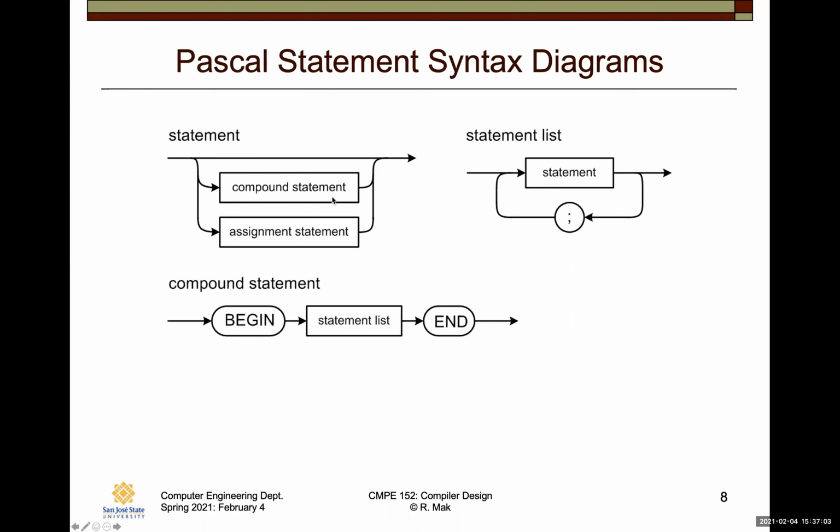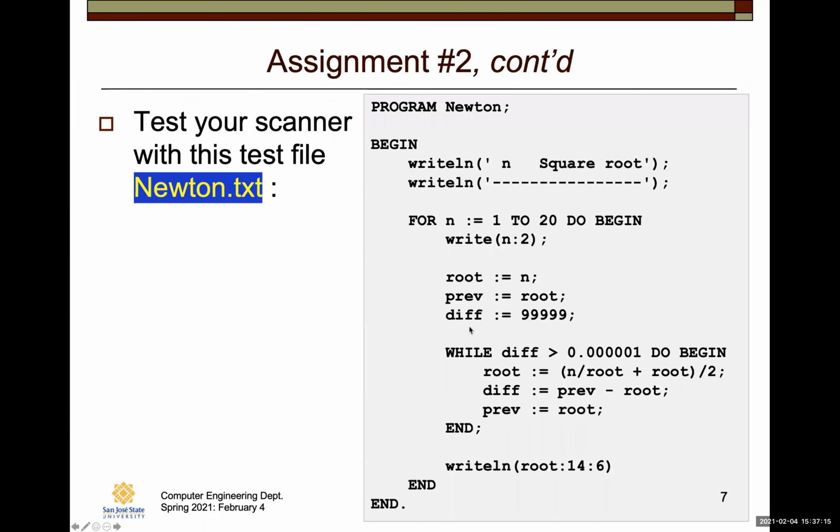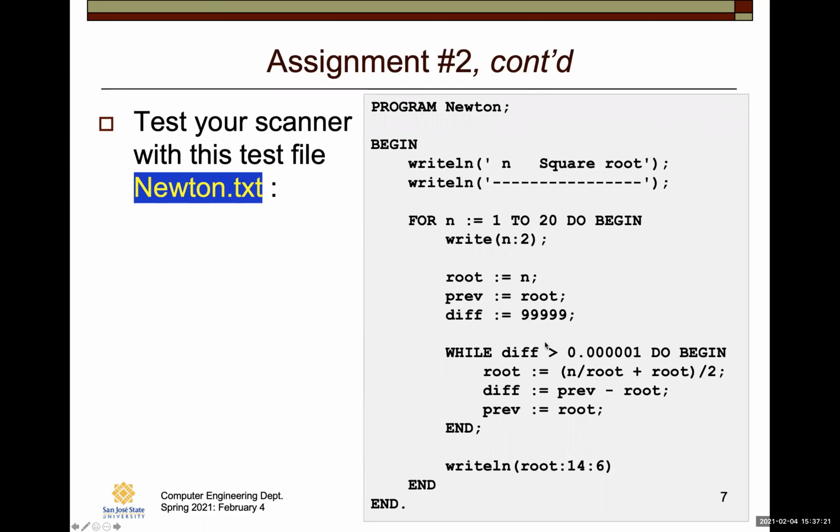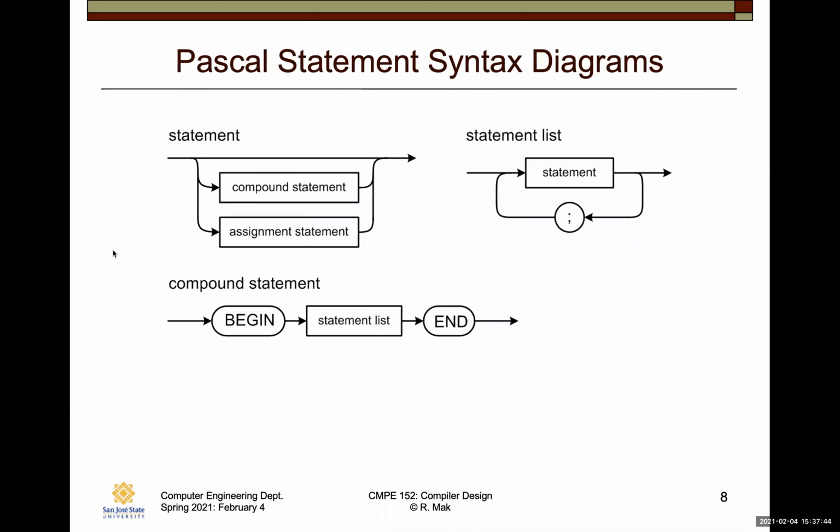Now, a compound statement is made up of the reserved word begin, followed by statement list, followed by the reserved word end. So you've already seen this. Here's begin and end. In languages like C++, of course, we use curly braces instead to mark the beginning and the end of a statement list. But in Pascal, it used the reserved words begin and end. And of course, the curly braces were used for comments.